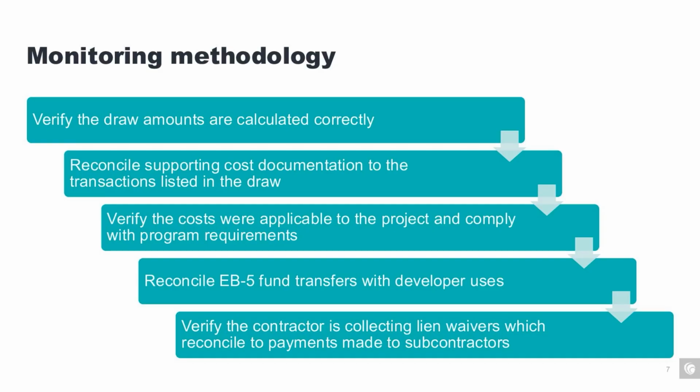So then the next element as we look at our methodology is to verify the costs are applicable to the project and comply with the program requirements. Many developers have concurrent projects. Many contractors have concurrent projects. Consequently, it would be easy for something to be posted to an EB-5 project. A cost could be posted that is not really applicable.